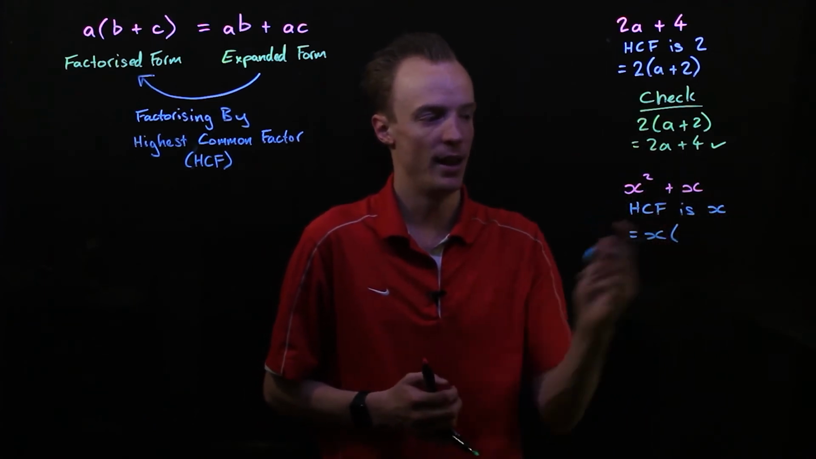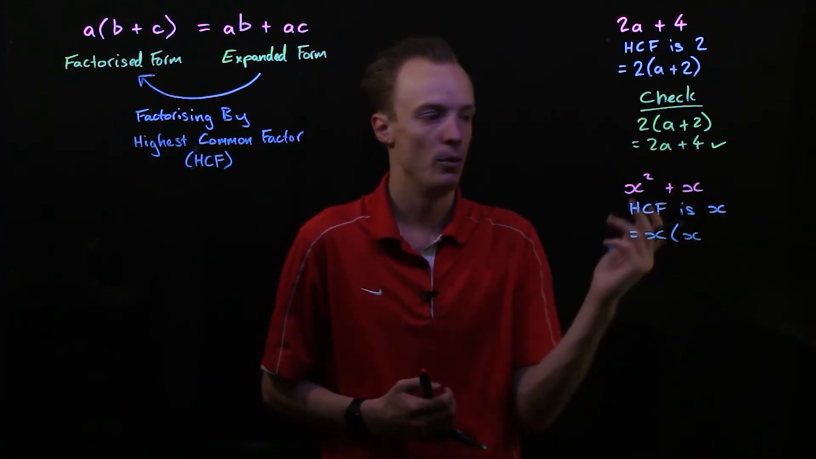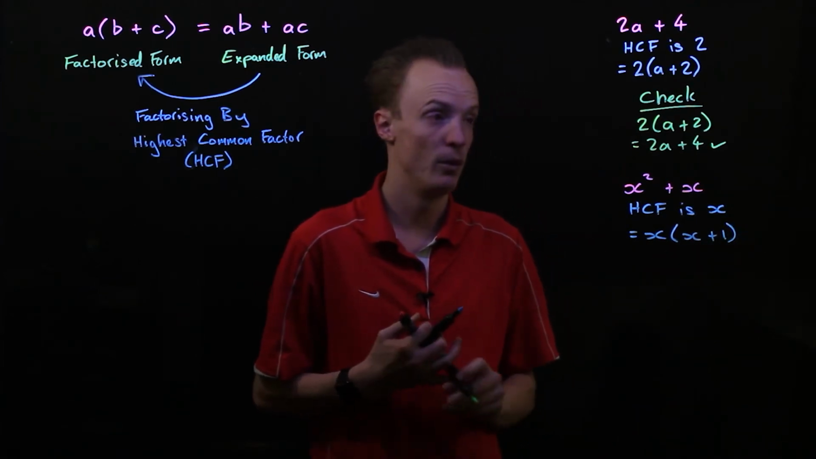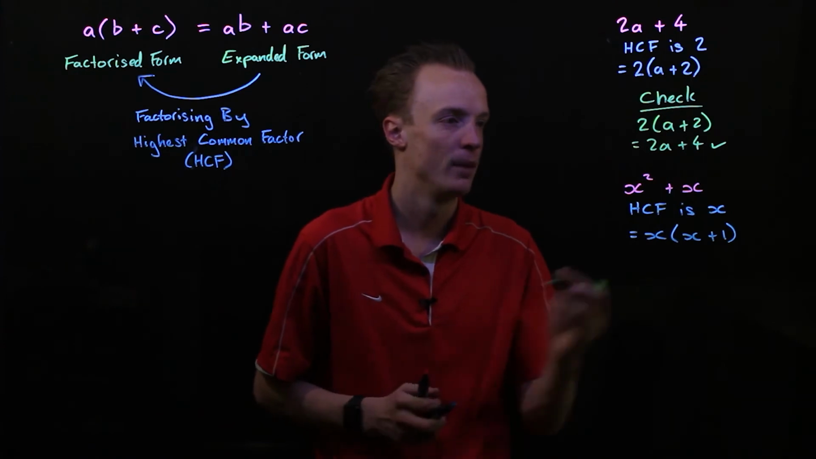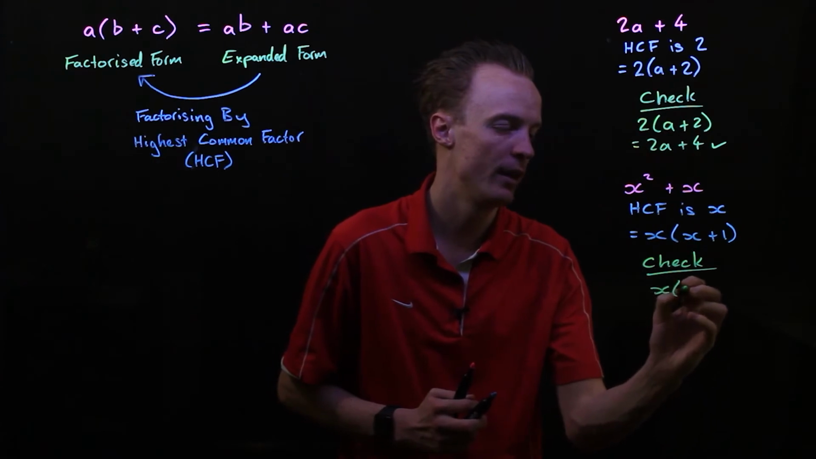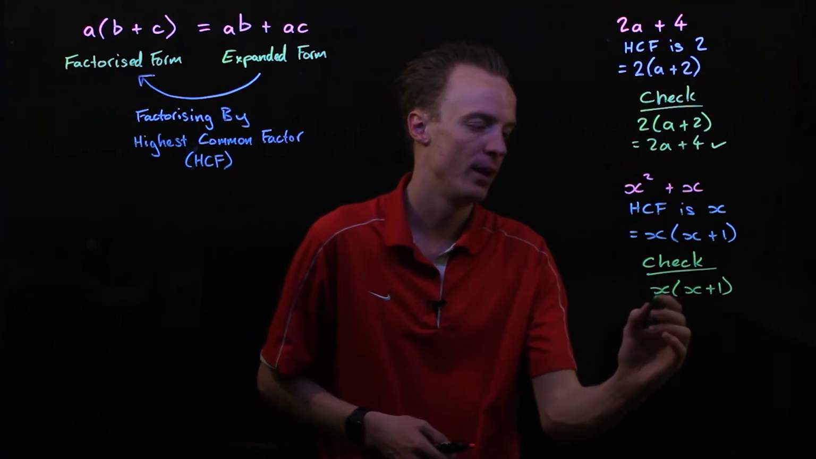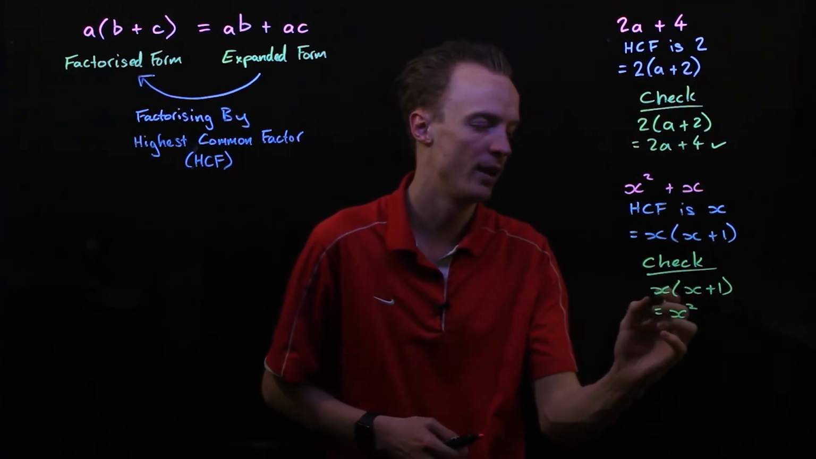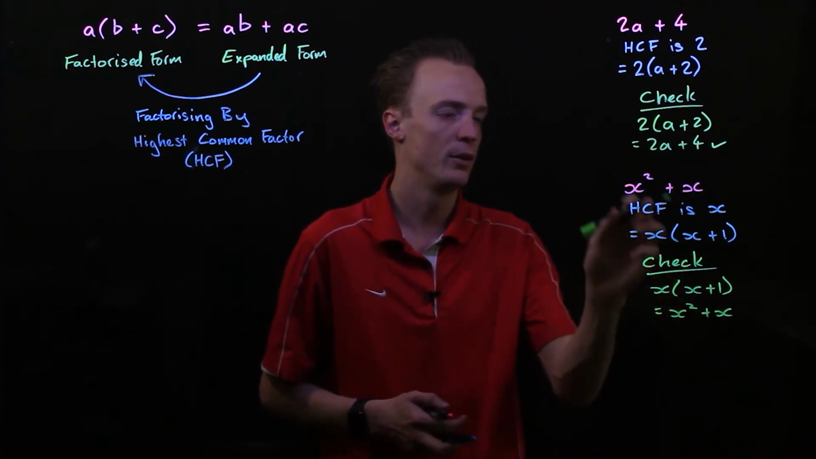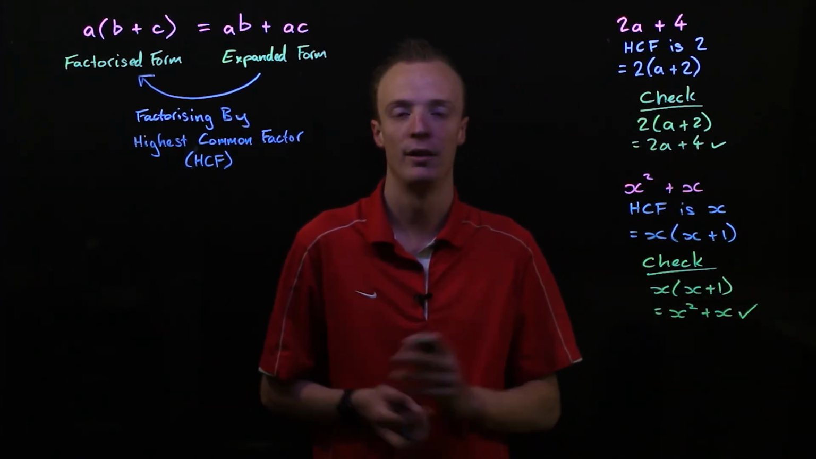So x squared divided by x will leave us with x. And then x divided by itself will be 1. So it'll be x(x + 1). And as with before, we can check to see whether we've got this right. In our check, we have x(x + 1). When we multiply this out, we've got x times x, which will be x squared, and then x times 1, which will be just plus x. And we've arrived at the expression that we had to begin with. So we've factorized this correctly.